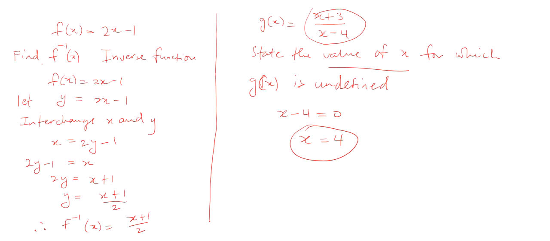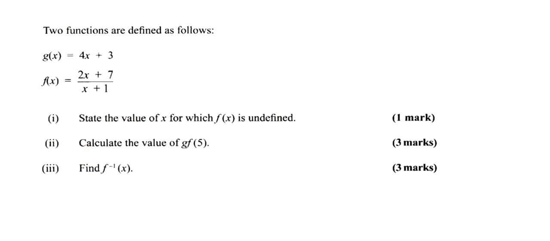Alright, now I'll just go through some quick past paper questions, right, to show you the type of questions that they do ask. So this is a typical examination question. They give you two functions. g of x is equal to 4x plus 3, and f of x is equal to (2x plus 7) over (x plus 1). Right, so look at this. State the value of x for which f of x is undefined. So they want a value of x, right?